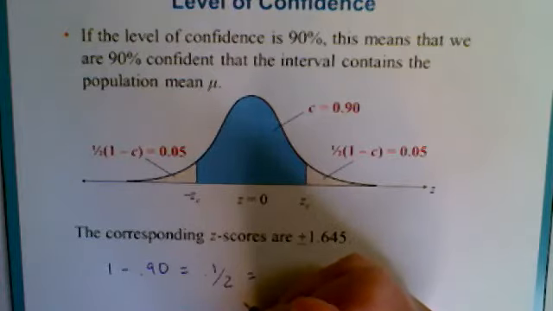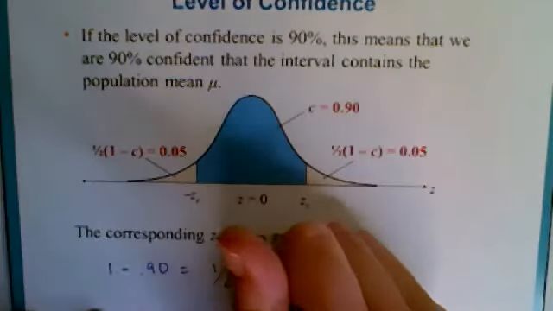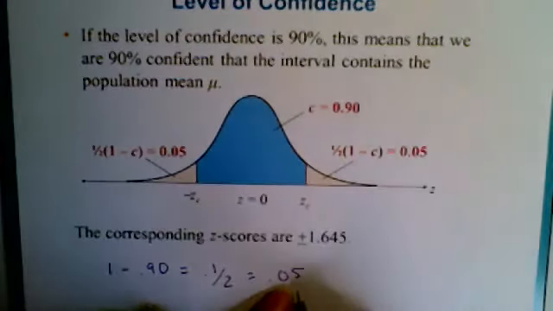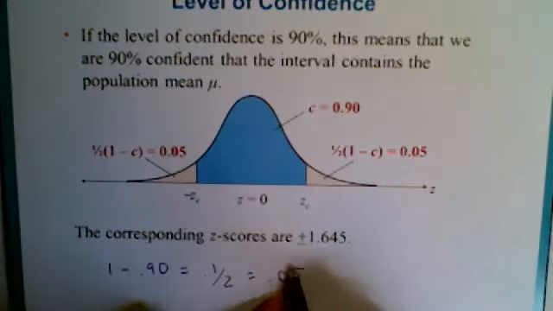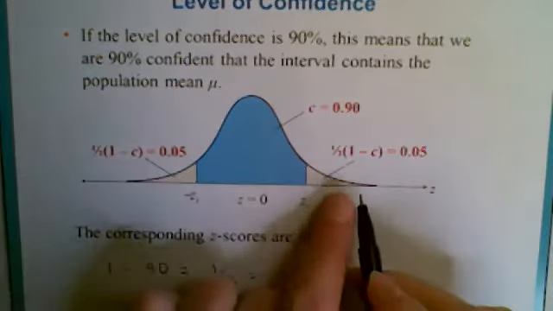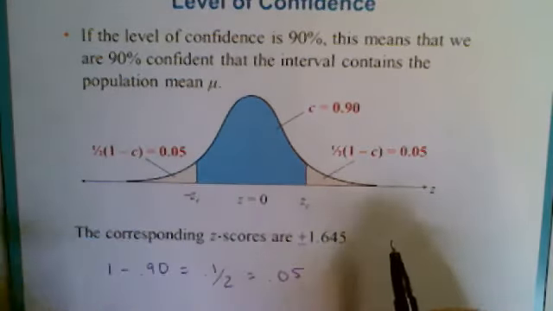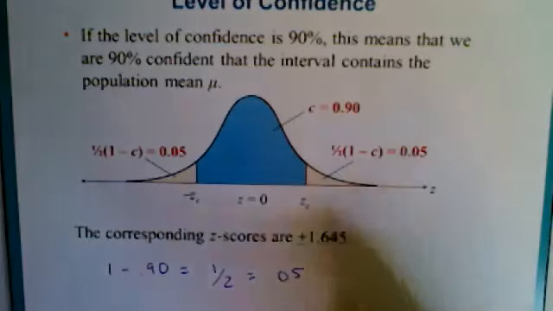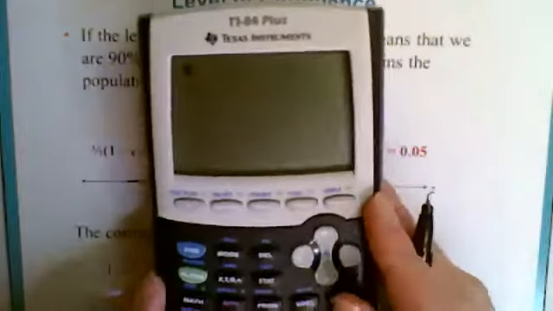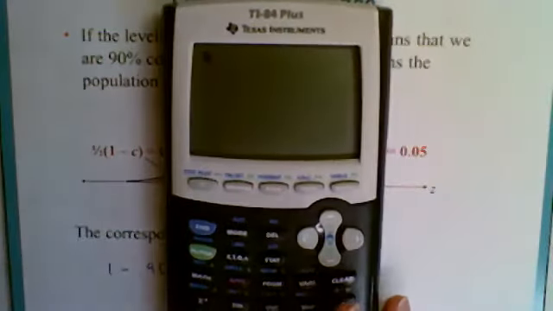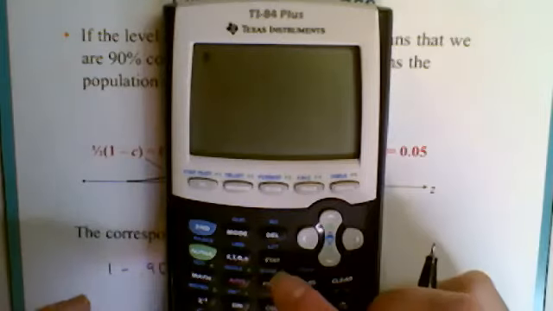So I will get 0.05. Okay, so that means the area under the curve for this tail and this tail is going to be 0.05. So then what I can do is I can use my calculator or I can use the table to figure out what the corresponding z-value is.